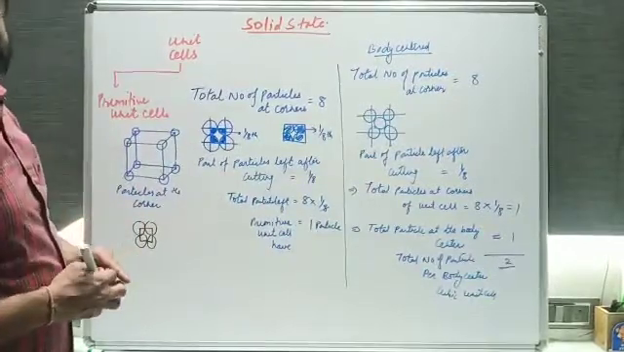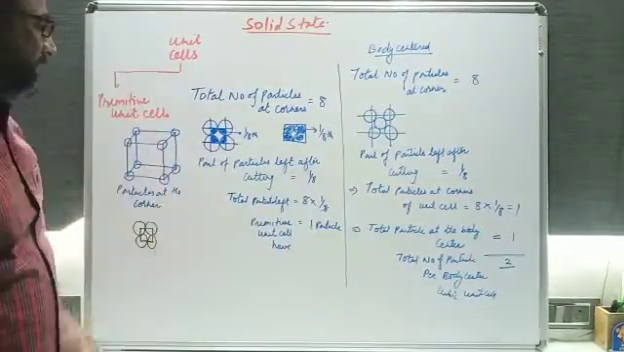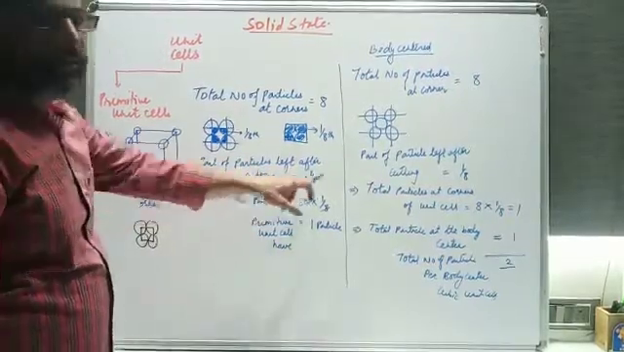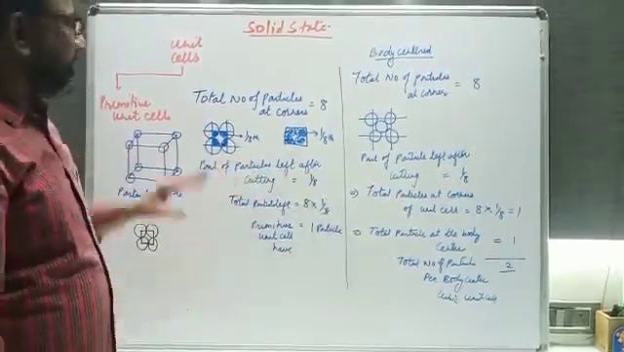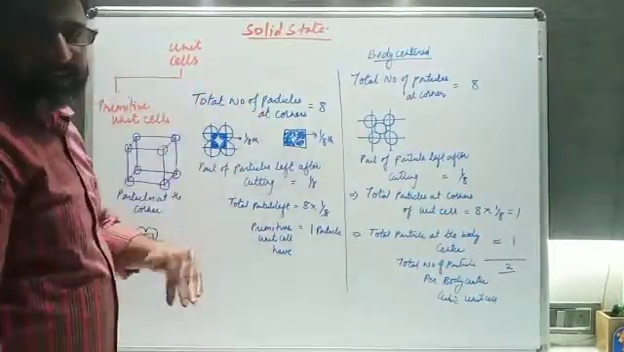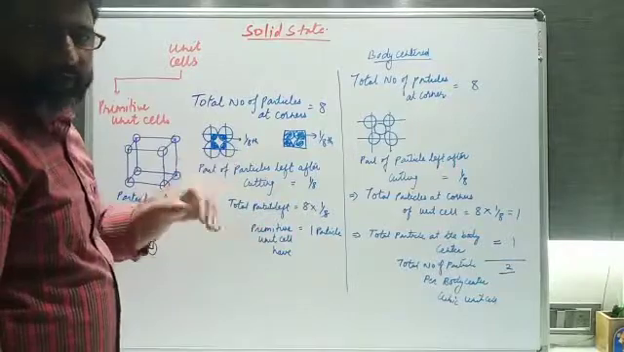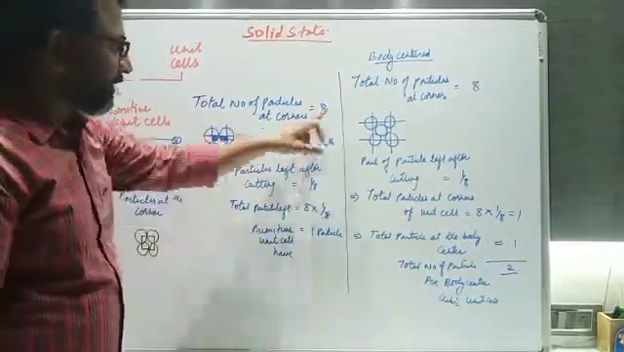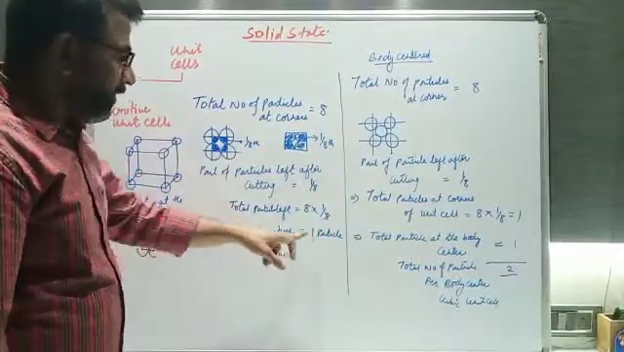That is, 1/8 part is left behind after cutting from all the 3 sides. So here it is written: part of the particles left after cutting will be equal to 1/8. Is it fine? The total of the particles is 8, and after cutting how much part is left behind? That is 1/8 part of the whole ball, whole particle. So the total part left behind is equal to 8 into 1/8. That means how many? 1 particle.